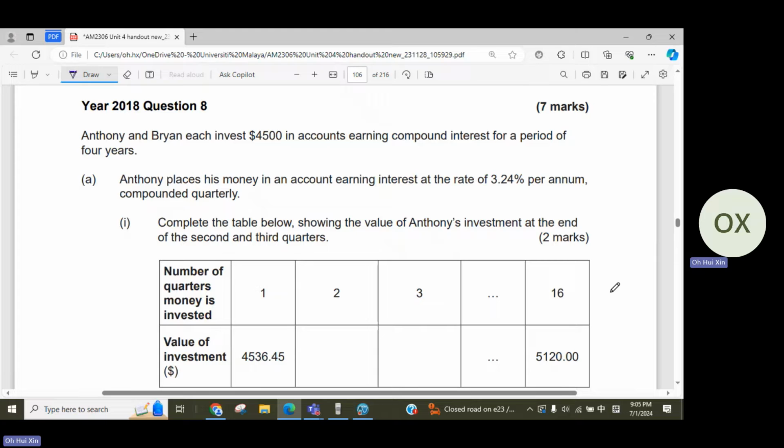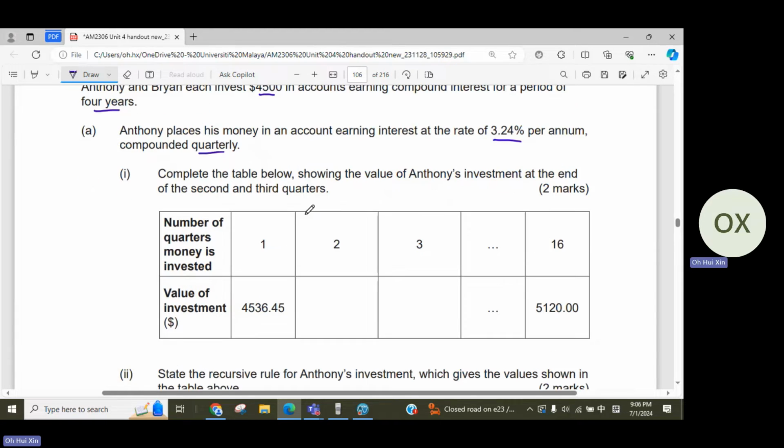All right. Okay, so we'll start from page 86 first, the question about Anthony and Brian. So they invest 4,500 in the accounts earning compound interest for a period of 4 years. So the question said that Anthony places his money in an account earning interest at the rate of 3.24% per annum compounded quarterly. So question 1 asks us to complete the table that shows the value of Anthony's investment at the end of each of the quarters.